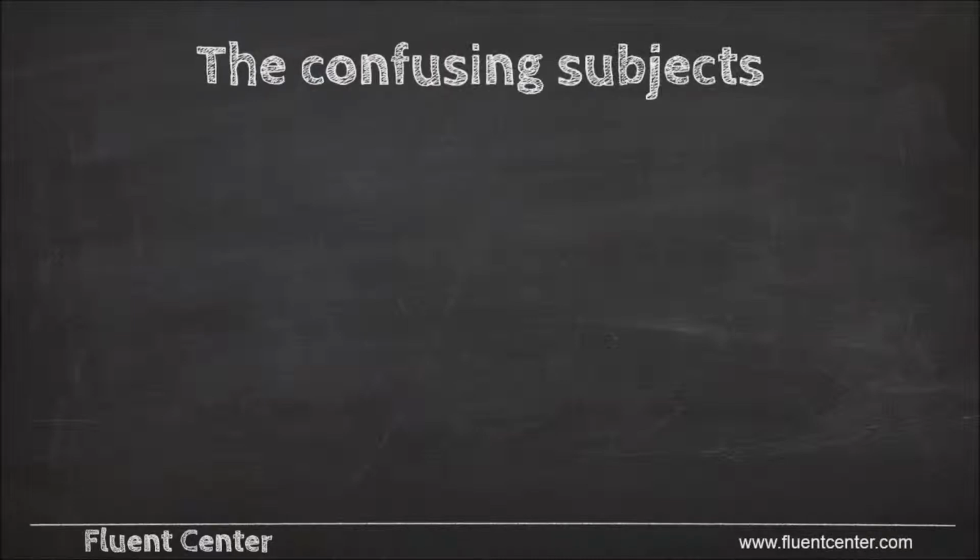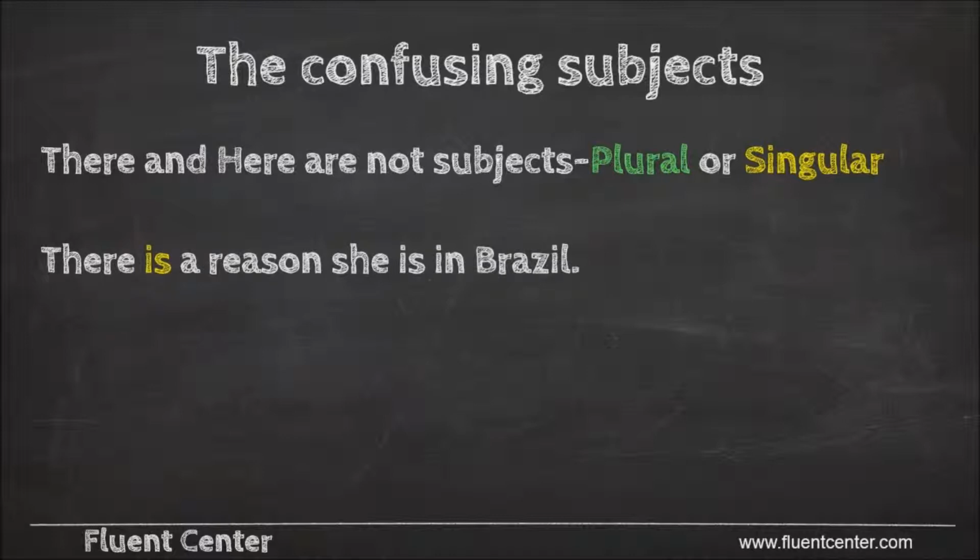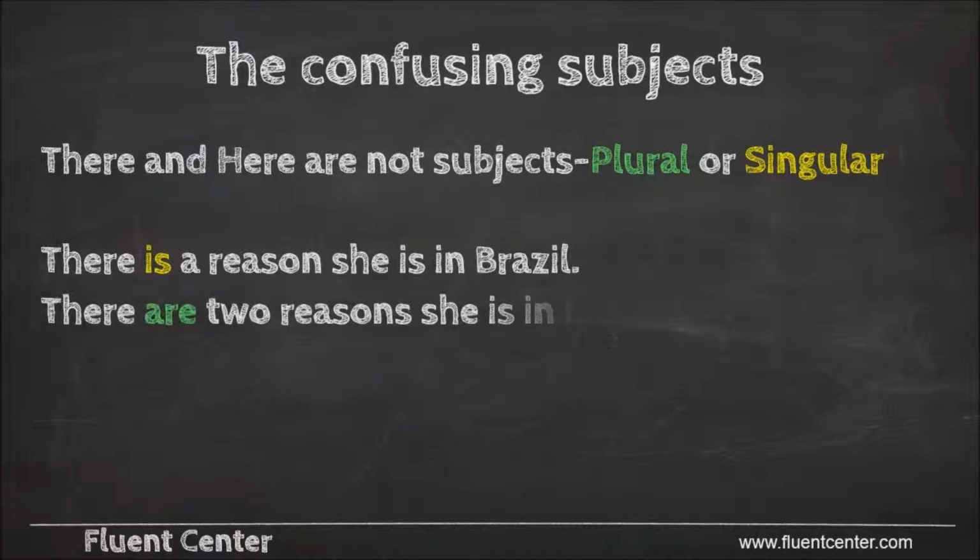The final thing to note is that here and there are not subjects and therefore can be plural or singular. It depends on what the sentence is. In my first sentence, there is a reason she is in Brazil. There is a reason. Here I am suggesting there is only one. In my second sentence, there are 2 reasons she is in Brazil.